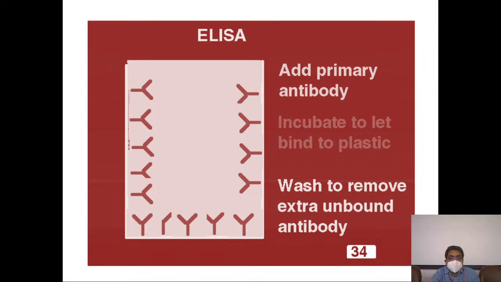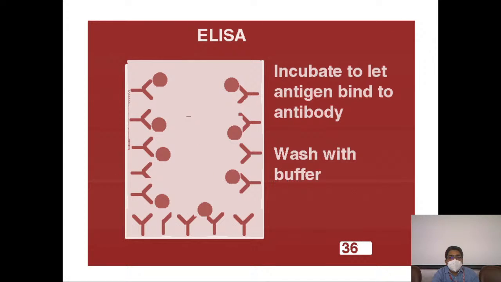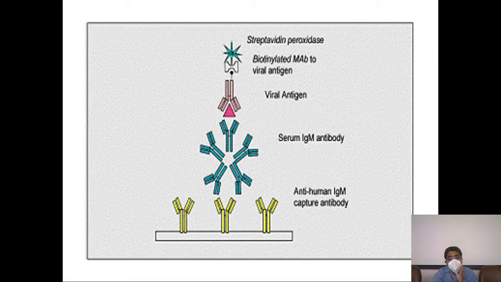In the ELISA, they add primary antibody, incubate to let it bind to the plastic, and wash to remove extra unbound antibody. We put the serum sample, add antigen, incubate to let antigen bind to antibody, then wash, and add labeled antibody. And this was the basic diagram for this.